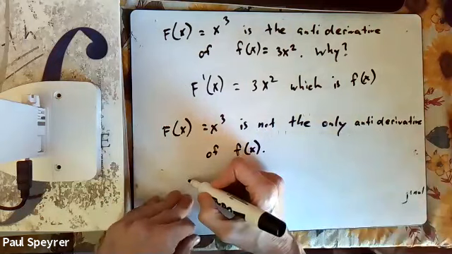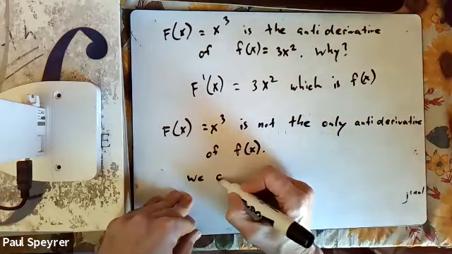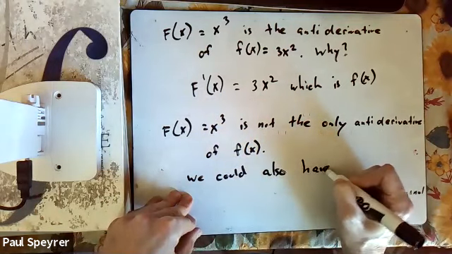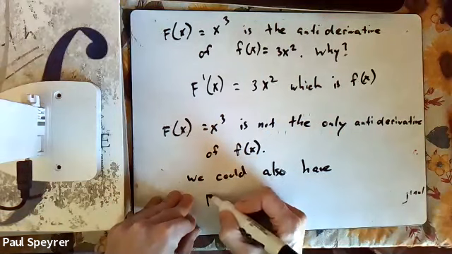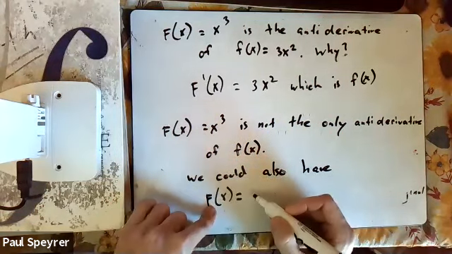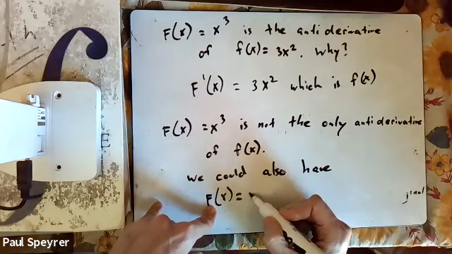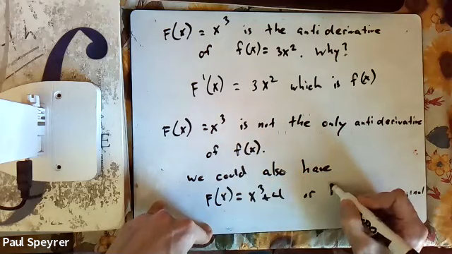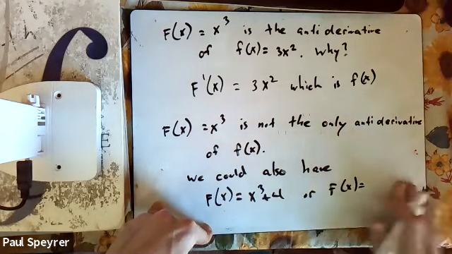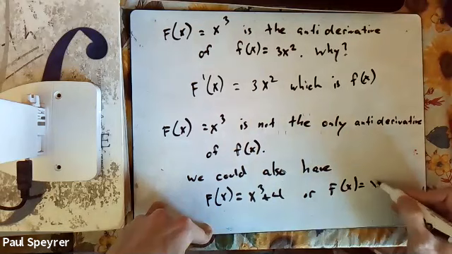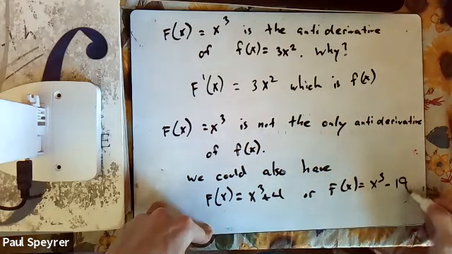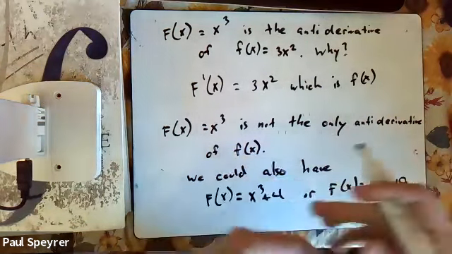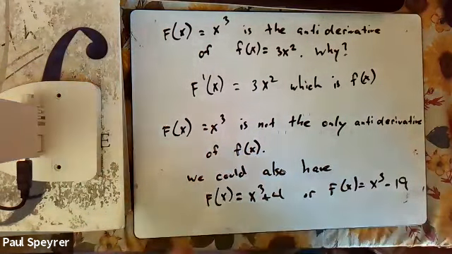What do I mean by that? Well, we could also have big F of x, right? That means the antiderivative of f equals x cubed plus 4, or big F of x equals x cubed minus 19, for example. Or I could have x cubed plus a million, or x cubed minus 1/2, or whatever.